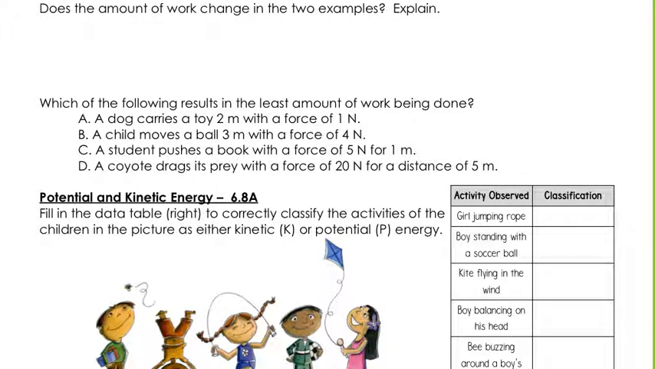Does the amount of work change in the two examples? Explain. No, you're doing the same amount of work, but the amount of force that you put into the object is changing. That is how you're doing the same amount of work, but you're doing it differently. Which of the following results in the least amount of work being done? So for these, you multiply the force times the distance, and the one that has the least amount of work, it should be letter A.